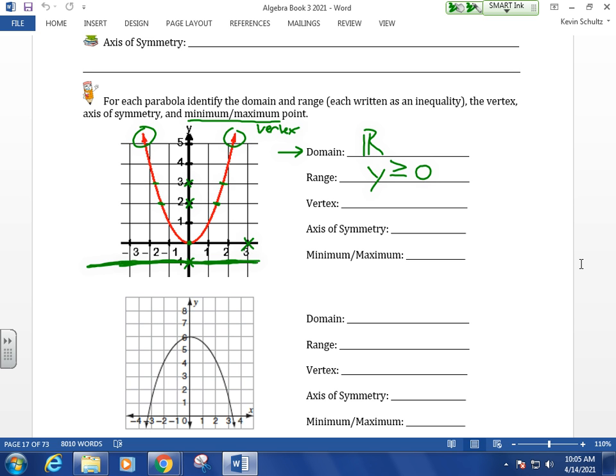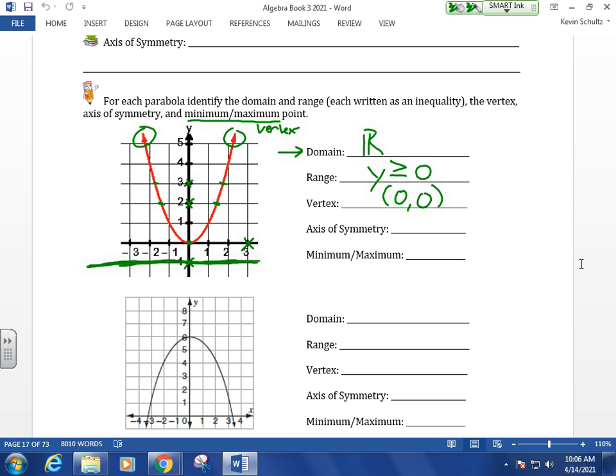Speaking of the vertex, where is the vertex here? What is the ordered pair? The location of the vertex, yes. 0, 0. What do we call that special point, 0, 0? What's its special name for it? The origin.